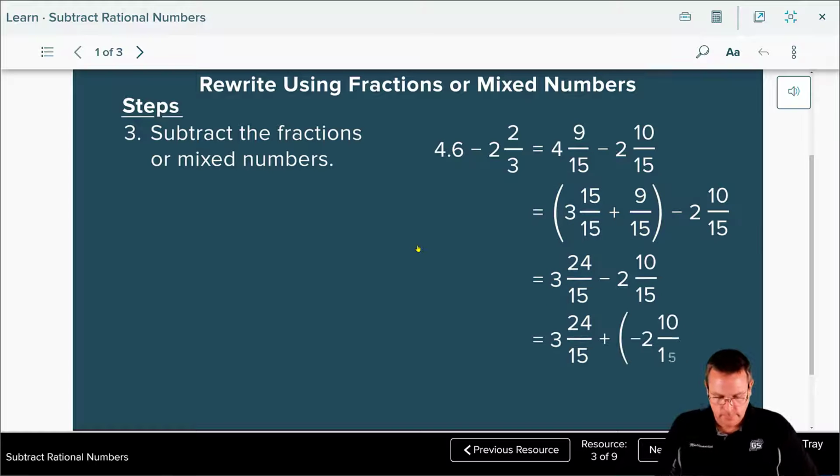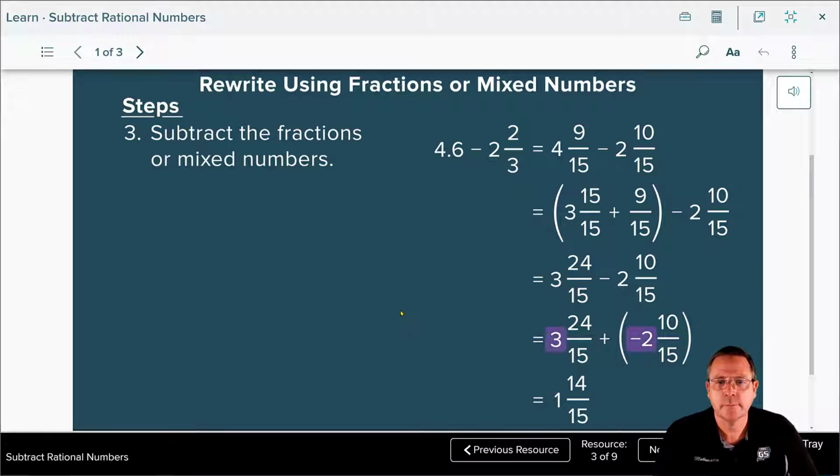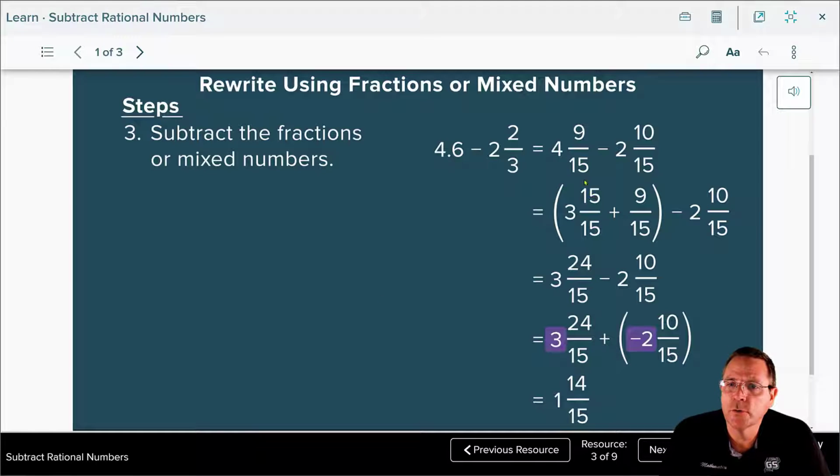Then, rewrite the subtraction as addition. Now I want to stop and look at what they did right there because I want to make sure you understood. Right here they had 4 and 9/15. They changed that to 3 and 15/15. That's going to be your 4 because 15/15 is 1, 1 plus 3 is 4, and your 9/15 is right here. Next, 15 plus 9 is 24. That's where they got the 24/15 from.